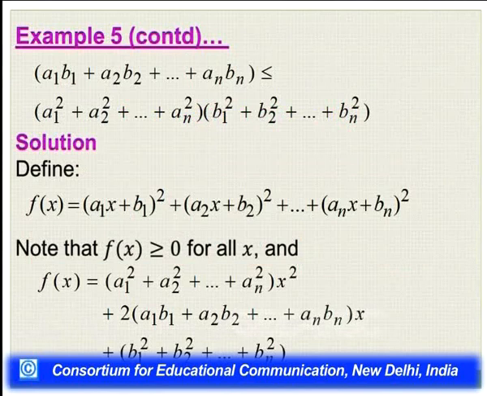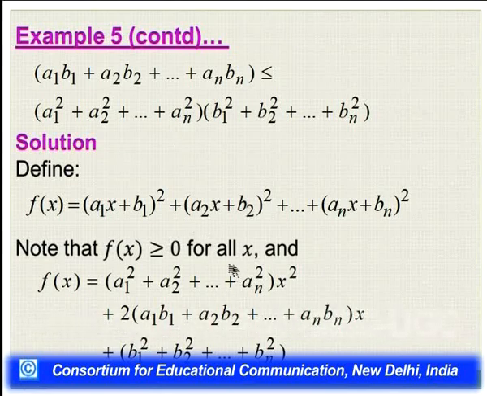To derive this inequality, which is actually a very important inequality, let us define a function f of x which is equal to (a1 times x plus b1) the whole square plus (a2 times x plus b2) the whole square and so on till (a sub n times x plus b sub n) the whole square. Now note here, because this is a sum of whole squares, f of x is always going to be greater than or equal to 0 for all x.